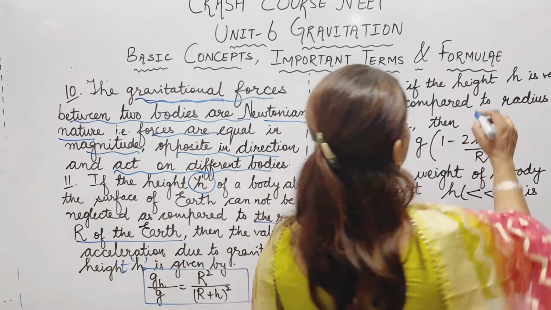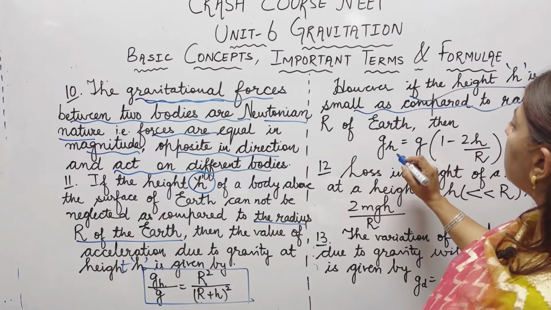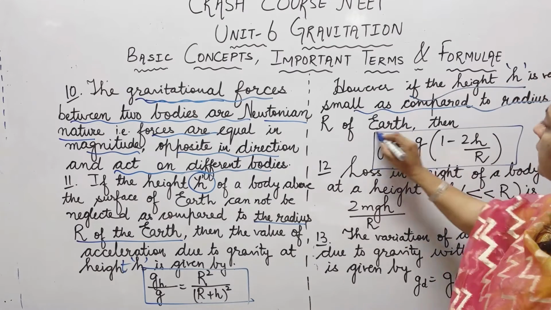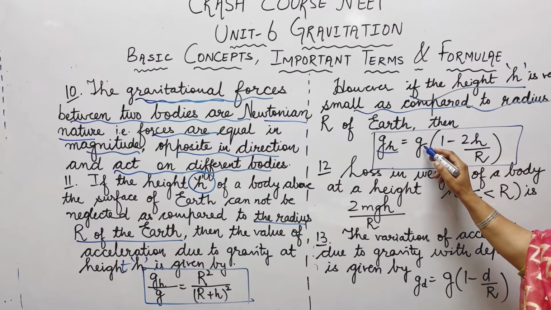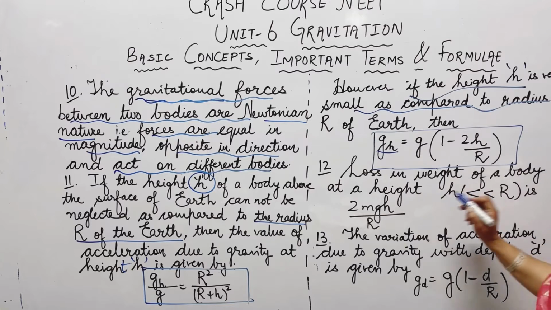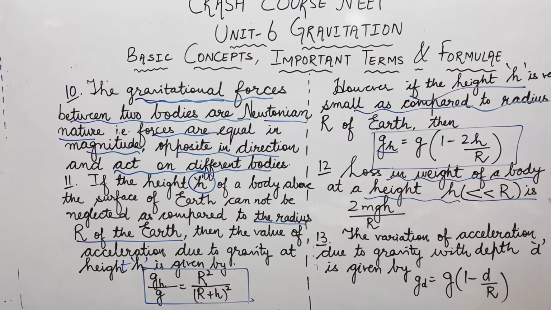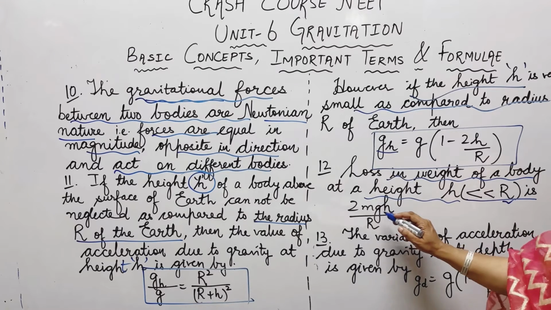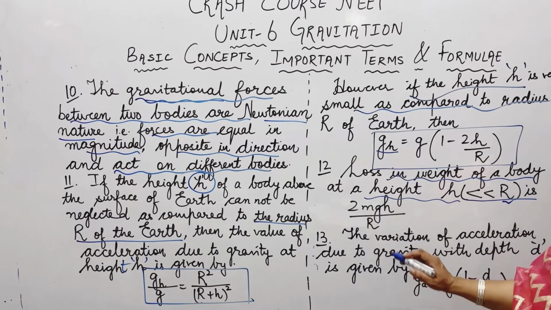However, if the height h is very small as compared to the radius of Earth, then we can write this relation: the acceleration due to gravity at height h is given by g into 1 minus 2h upon R. The loss in weight of a body at a height h, when h is very much less than the radius of Earth, is given by 2 m g h divided by the radius of the Earth, where g is acceleration due to gravity, h is height and m is the mass of that body.